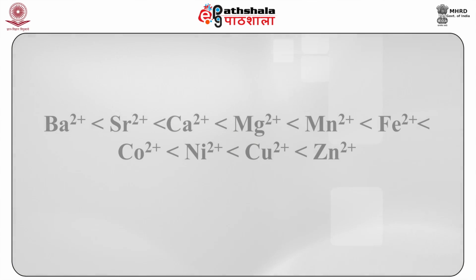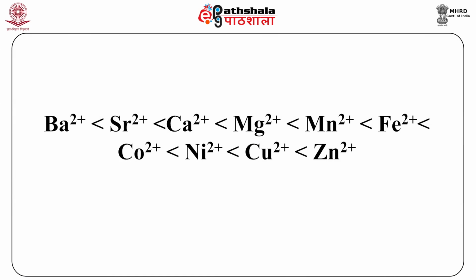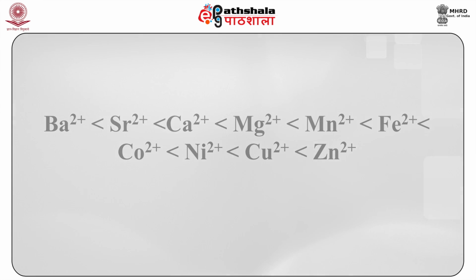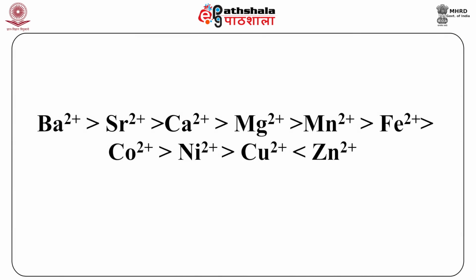For a given ligand and metal of the same oxidation state, stability of complexes increases with decrease in size of metal cations. For M2+ ions, the general trend in stability for complexes is barium, strontium, calcium, magnesium, manganese, ferrous, cobalt, nickel, copper and zinc. This trend in stability is known as the Irving-Williams series. This order of stability is consistent with the charge to radius ratio concept because the radii decrease from barium to copper and then increase to zinc.